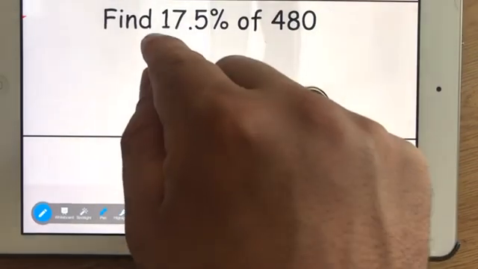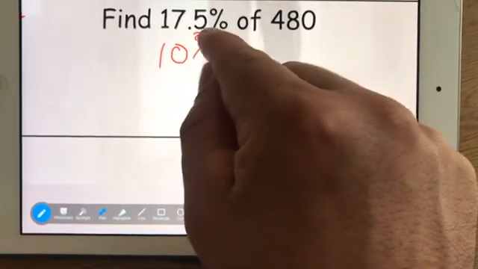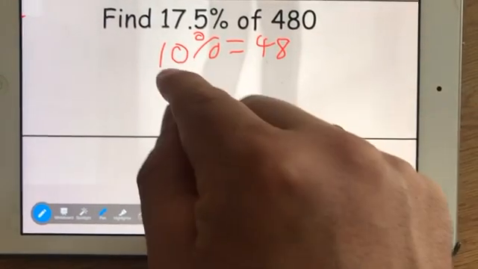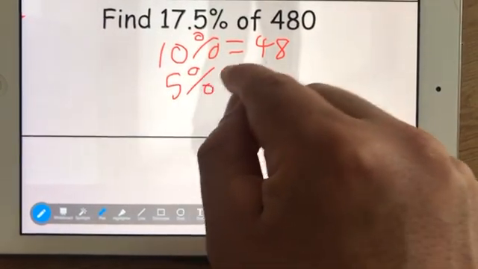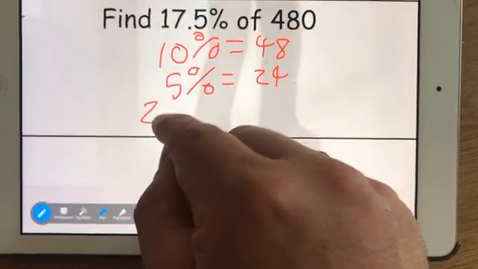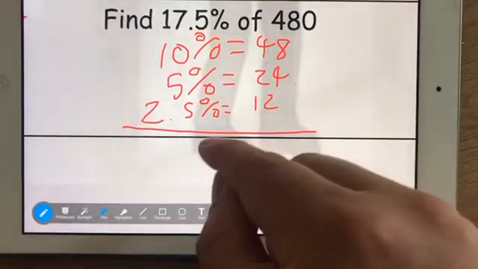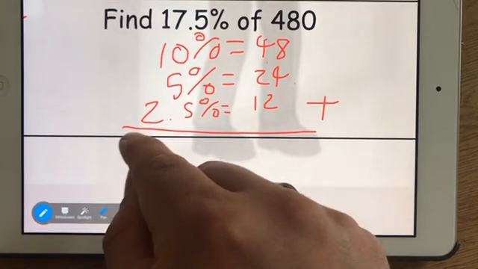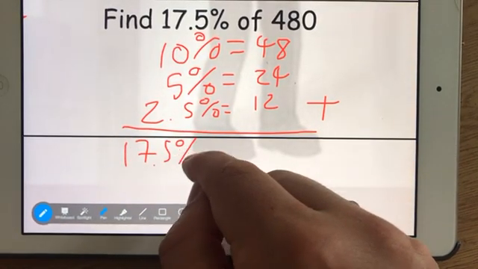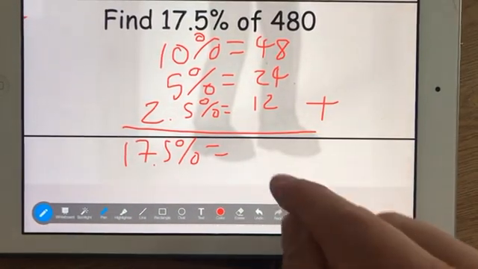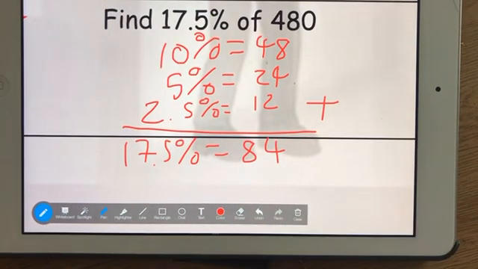17.5% of 480, so 10% first as always. Gives us 48. Half it to get 5%, which is 24. Half that again to get 2.5%, which is 12. And if I add all those up, on this side I got 17.5%. On this side I've got 84. So 17.5% is equal to 84.